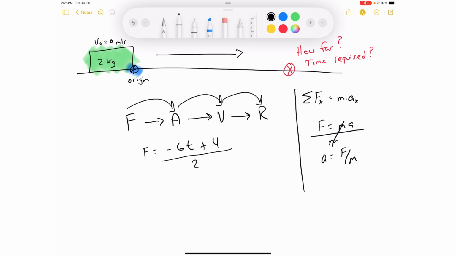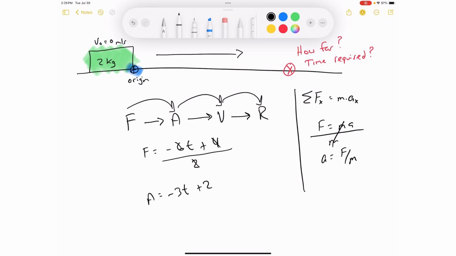And if you do that, you're going to end up with your acceleration function, acceleration as a function of time, which is negative 3t plus 2, right? Because 2 goes into 6 three times, and 2 goes into 4 twice.